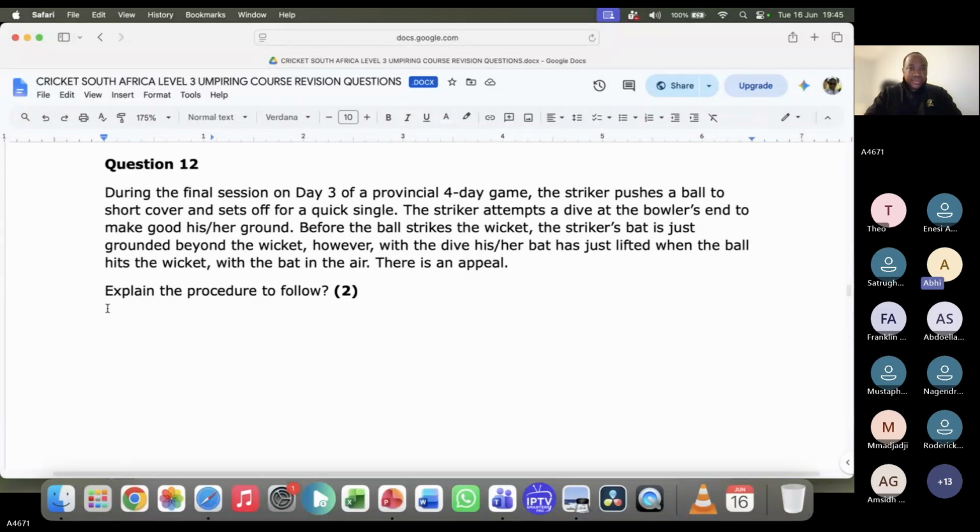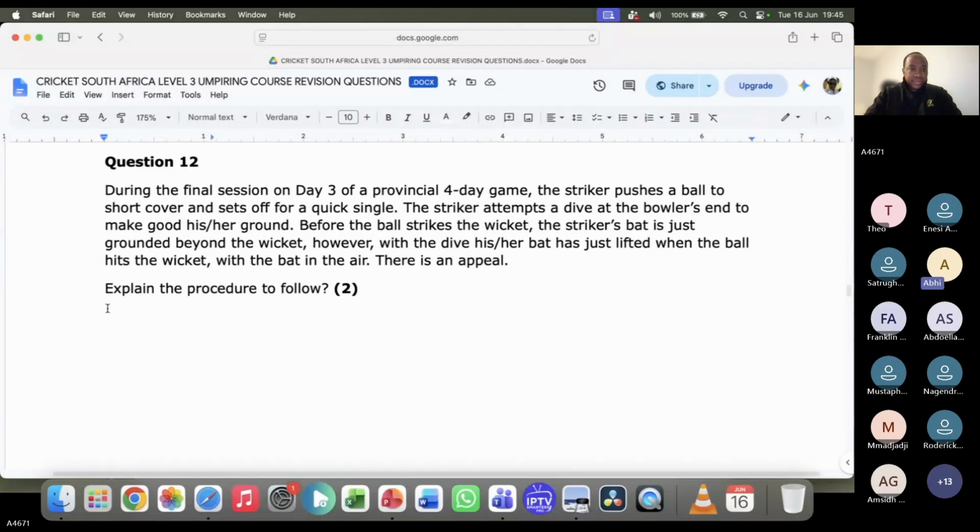Yeah, thanks, Tom and Abdullah. So here, before the ball struck the wicket, the striker's bat was grounded beyond the wicket. But with the momentum of his or her dive, the bat got lifted when the ball hit the wicket, with the bat in the air.